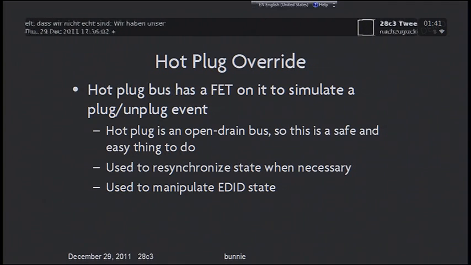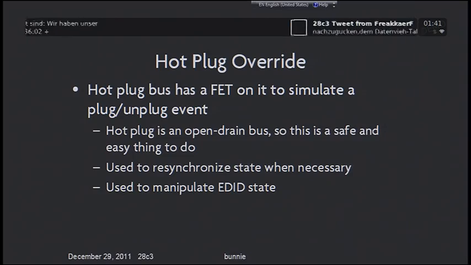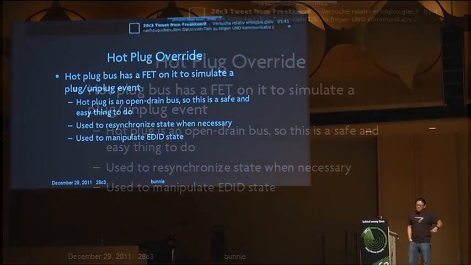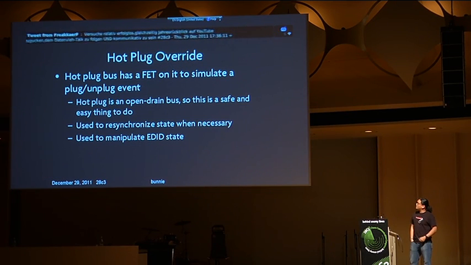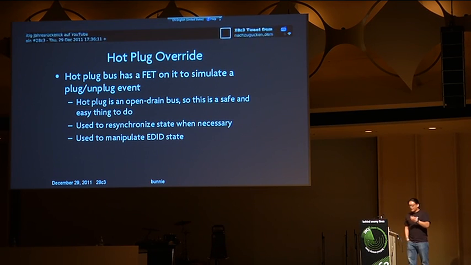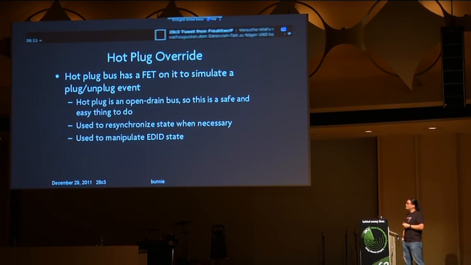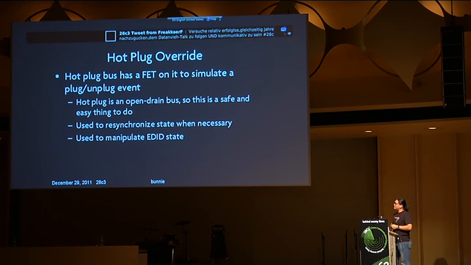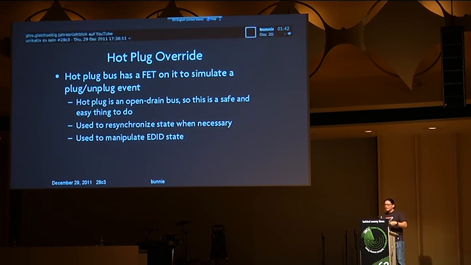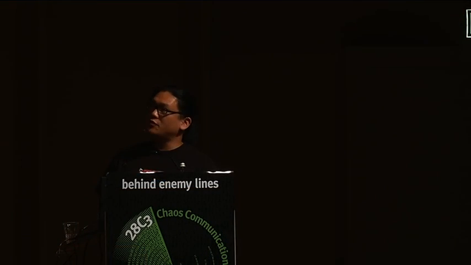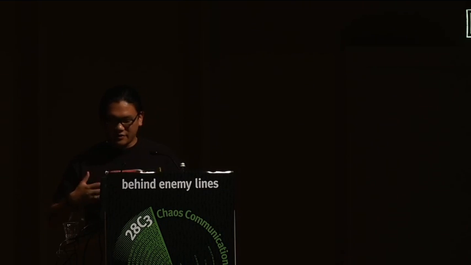Also, we override the hot plug bus. So there's a little wire that is used to detect when you actually plug in your TV set. And the hot plug bus also has a FET on it, so we can simulate the cable being unplugged without having unplugged the cable. This is important because the hot plug kicks off the whole state machine again for resynchronization and reloading all the records. And so we do this a couple of times, particularly on boot, to manipulate all the EDIDs and all of the key state.